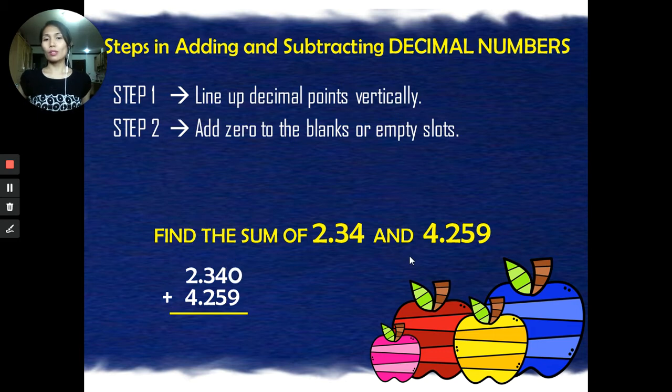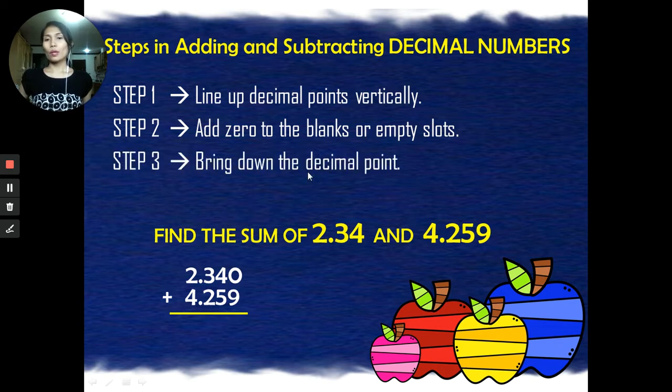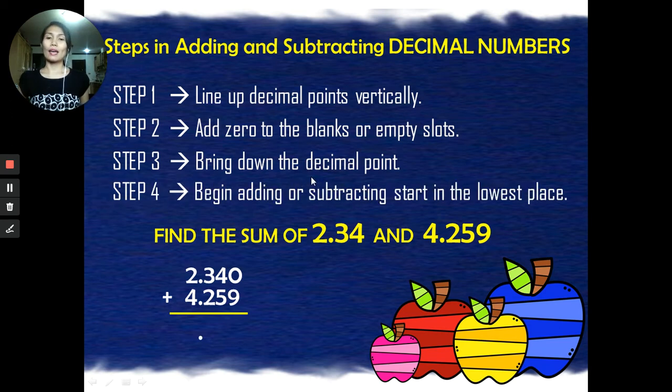Step 2, add 0 to the blanks or empty slots. We have the empty slot, and we put 0. Step 3, bring down the decimal point and then begin adding or subtracting, starting in the lowest place. Here we will add, because we're looking for the sum, and the sum is the answer of addition. So we will add starting from the lowest place, from the right side.